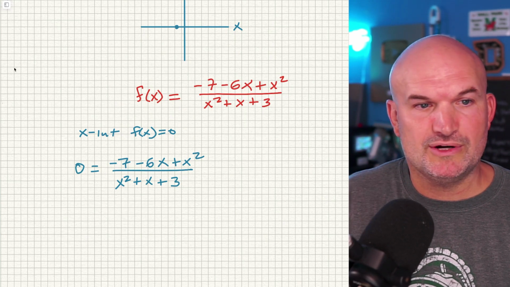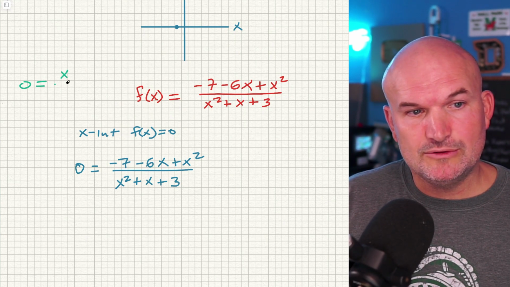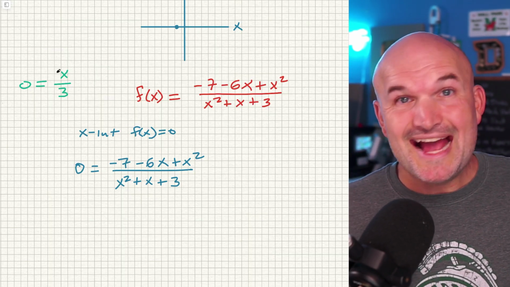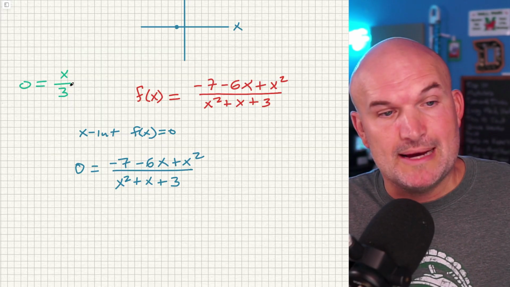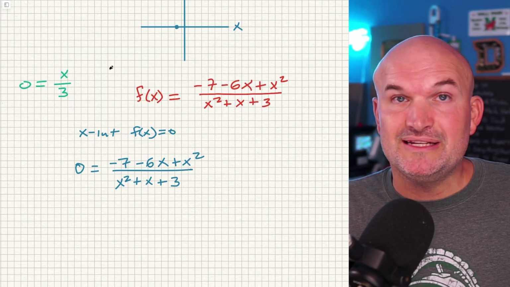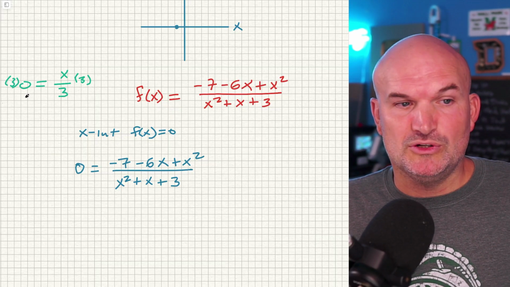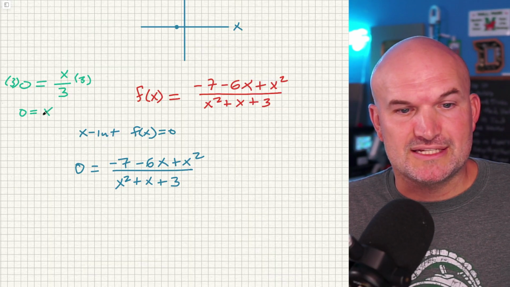I'll maybe do something in the green. What if I had the equation of 0 is equal to x over 3? How would you solve that? Well, if I want to get x isolated, I got to undo what's happening to x, right? I can see my x is being divided by 3. So my process is I'd multiply by 3 on both sides. So therefore, 3 times 0 is just going to be 0 is equal to x.